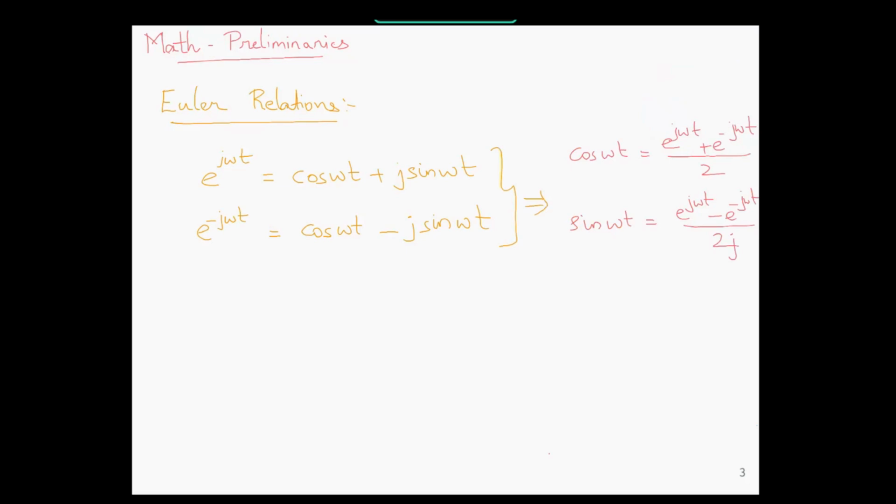Cos omega t is equal to e raised to j omega t plus e raised to minus j omega t divided by 2, and sin omega t equal to e raised to j omega t minus e raised to minus j omega t divided by 2j. While deriving the Laplace transforms, these formulas will be helpful.